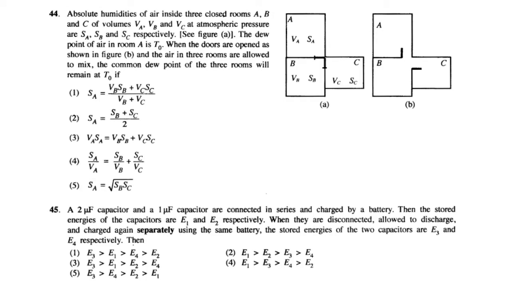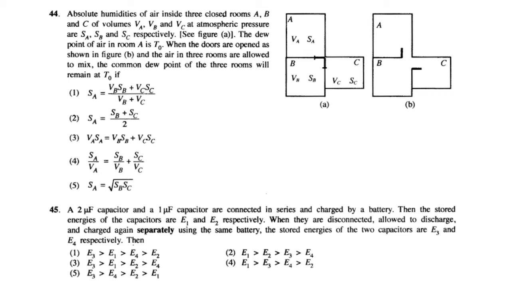Question number 44. Absolute humidities of air inside 3 closed rooms and their volumes are shown in figure A. And the dew point of air in room A is T naught. And the figure B shows that doors of the rooms are opened and the air is allowed to mix. They are asking which answer is correct for the common dew point of the 3 rooms to be T naught.